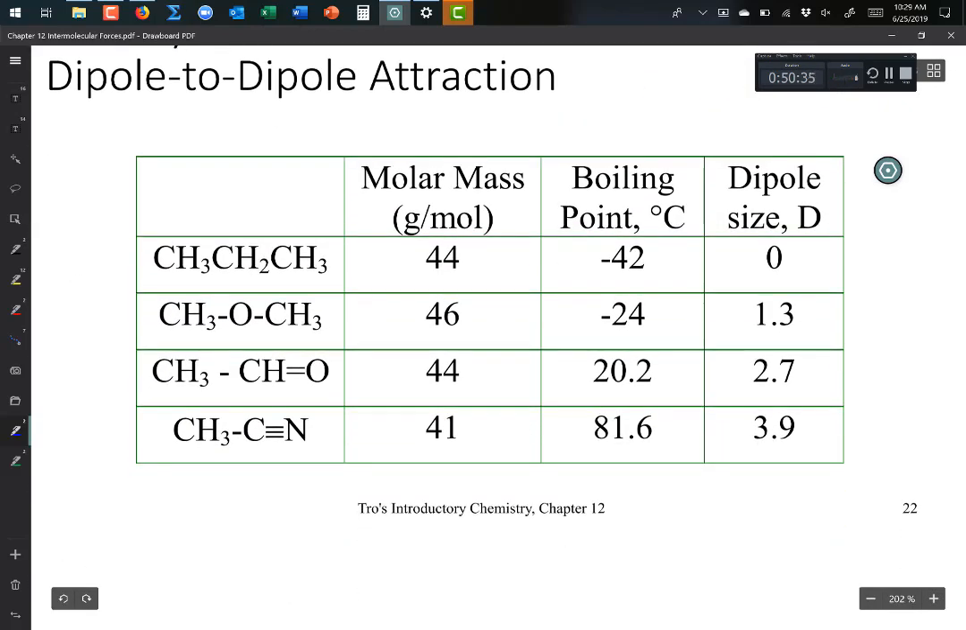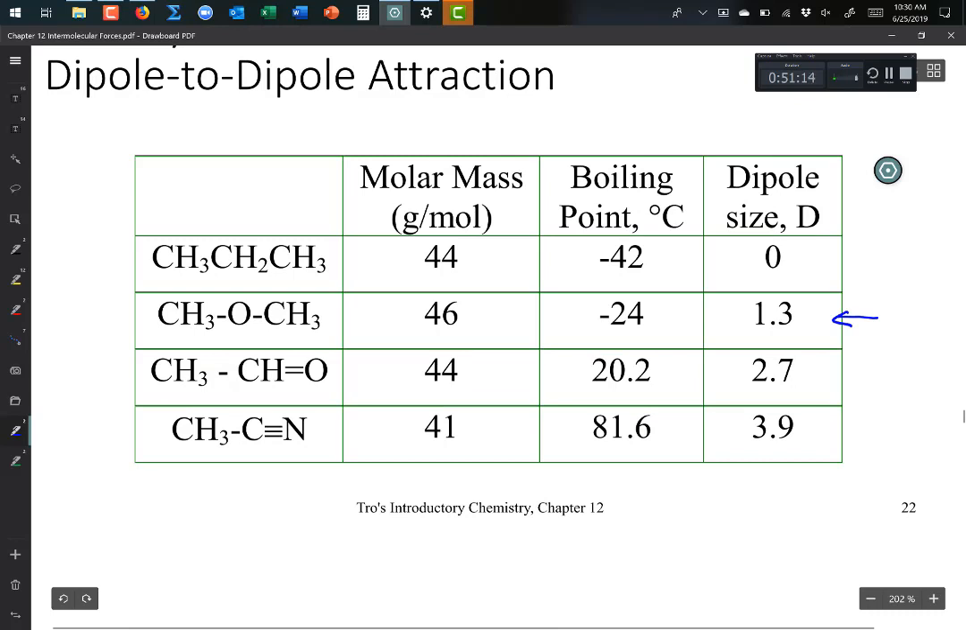So here's a bunch of different molecules. What they've done in these molecules is they've measured the dipole in a unit called a debye, and we don't have time to talk about what a debye is. But a debye is sort of a measurement of how big the separation of charge is. So 3.9 debye, 3.9 D, for this compound down here, which is known as acetonitrile. This is 3.9. It's much more polar than, for example, this. That's known as dimethyl ether.